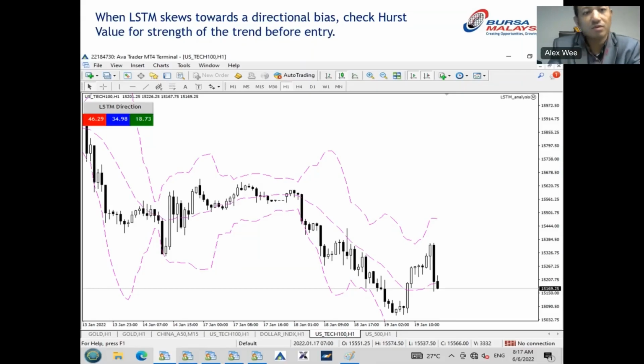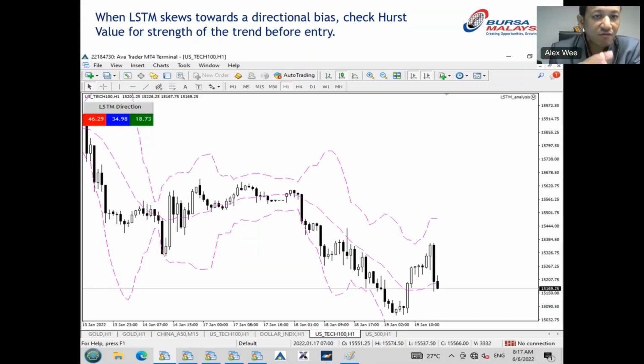week. Like for example, here you can see LSTM direction is my machine learning model. Yeah, long short-term memory is one type of machine learning other than SVM, support vector machine, random forest, RF, and KNN, K nearest neighbor. These are all the machine learning types. So we use machine learning to tell us what is the probability of going down.